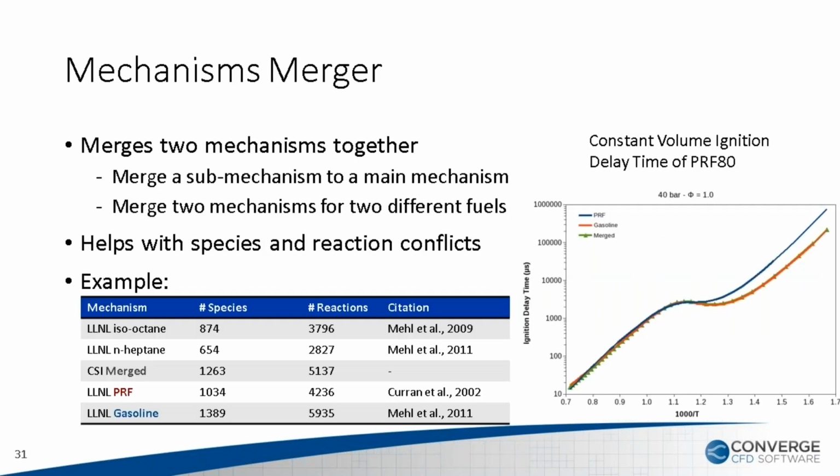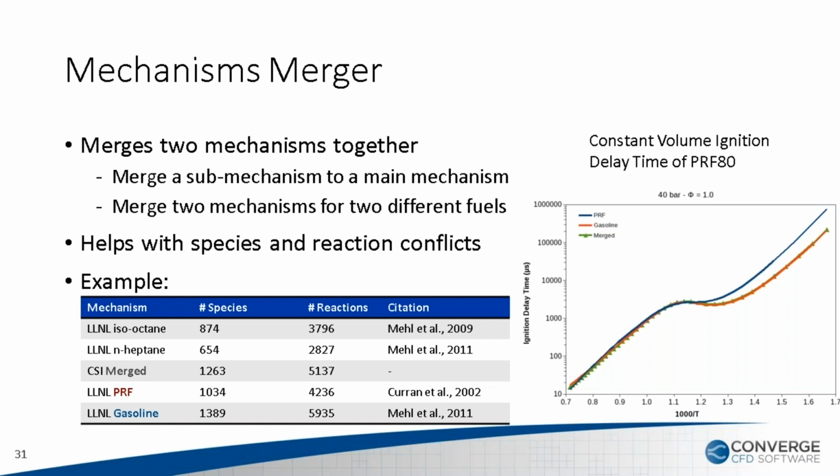So the next tool that I'll go over is the mechanism merger. What it does is merge two mechanisms together. One may ask, why do you need to do that? There are two instances that we have found where one would want to do this. One is that we want to merge a chemistry mechanism into a main chemistry mechanism. So let's say you have NOx, you're merging it into a main mechanism. The other is you can merge two mechanisms from two different fuels to make one big mechanism that can handle the two different fuels.